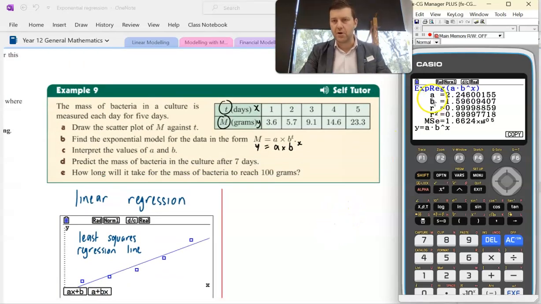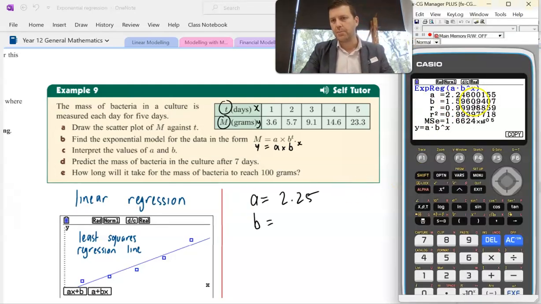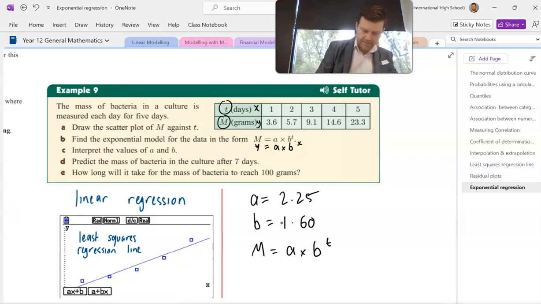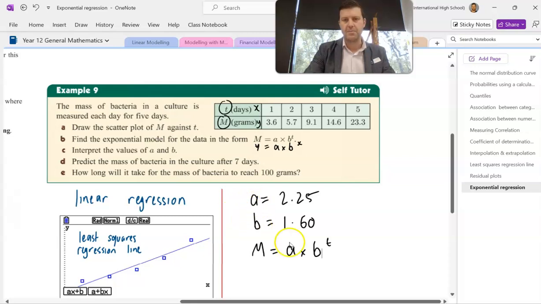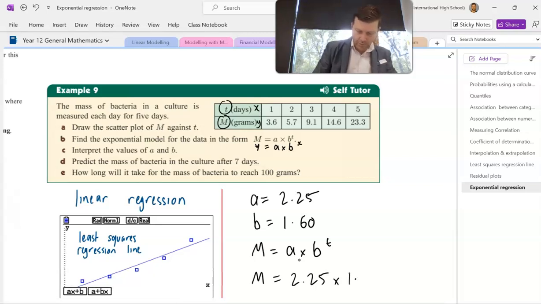Anyway, what we are looking for are the values of A and B to plug into this equation here. So A is equal to approximately 2.25, and B, as it says there, is equal to approximately 1.660. So in the form of M equals A times B to the power of T, we're just substituting those values of A and B into the equation here. So it becomes M equals 2.25 times 1.60 to the power of T.